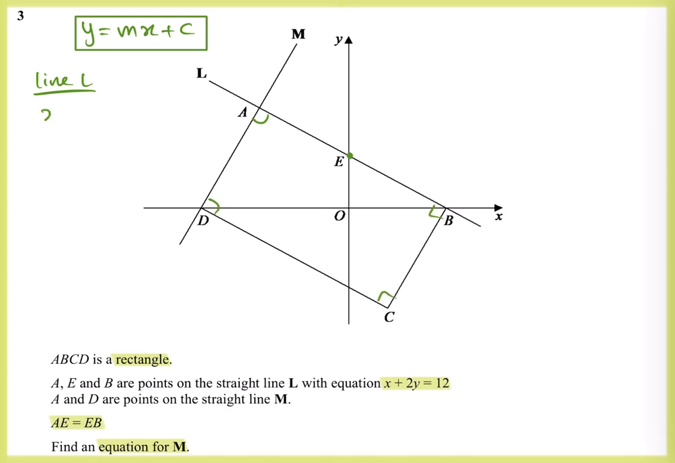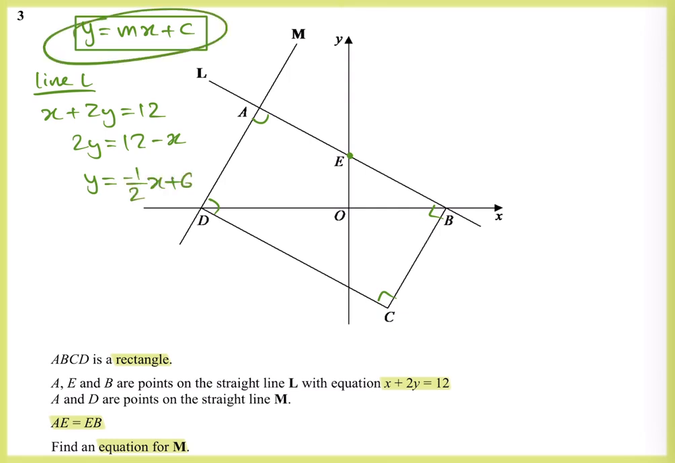Line L is x plus 2y equals 12. So 2y is equal to 12 minus x. So y is equal to 6 minus half x, or negative half x plus 6, in the form y equals mx plus c. That means the gradient of L is negative half. So the gradient of M must be the opposite reciprocal of that.